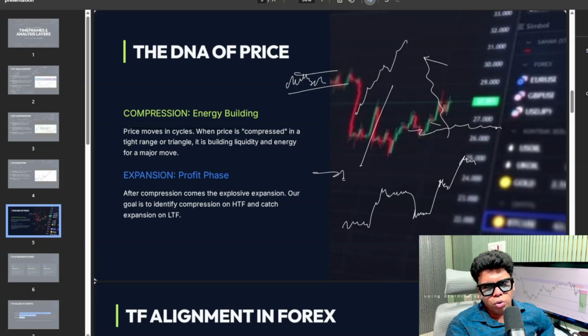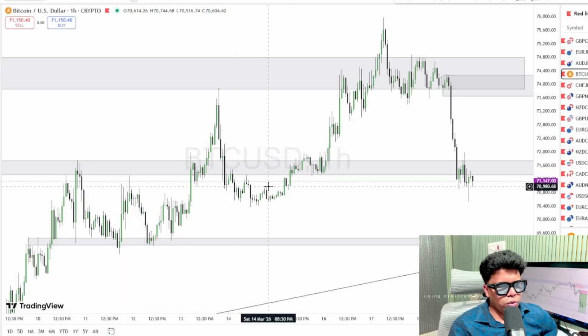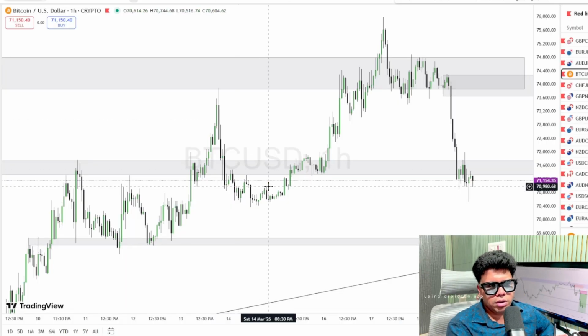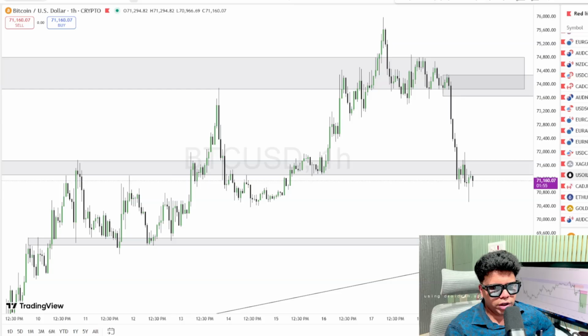So how can we trade here? We need to identify the compression in the higher time frame, and we need to wait for the expansion in the smaller time frame. In the smaller time frame, we are going to execute our orders and enter our trades. See here, if we take an example, I'm going to switch to different charts. Each and every time we need to switch charts so you can easily understand.